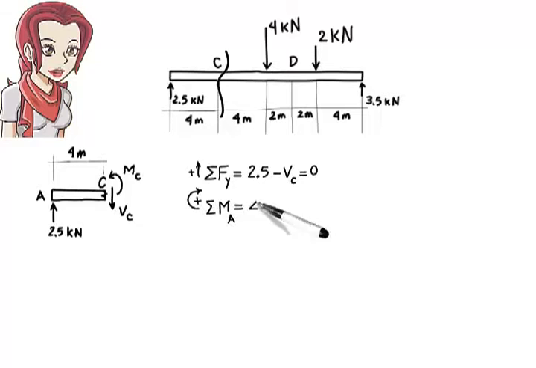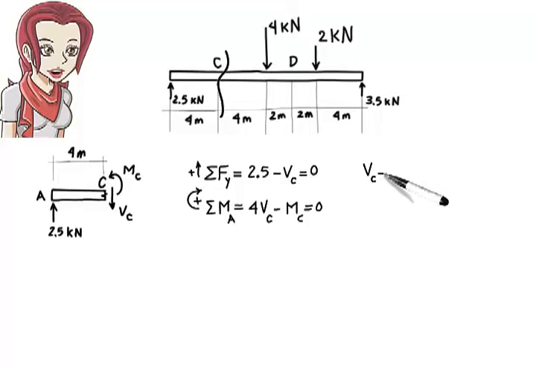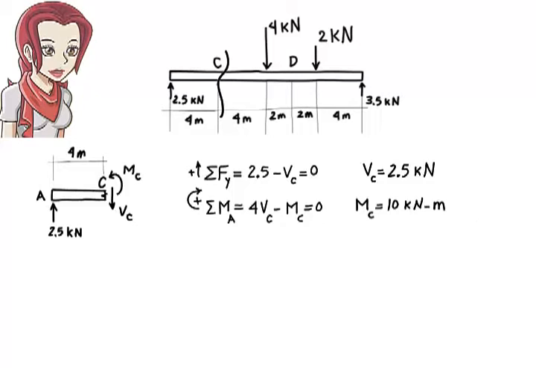From the first equation, we get VC equals 2.5. From the second equation, we get MC equals 10. Here are the results shown on the beam.